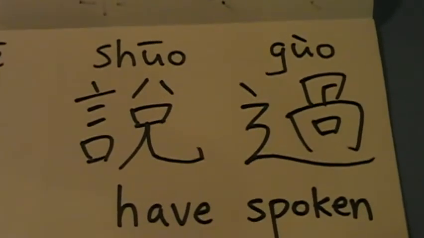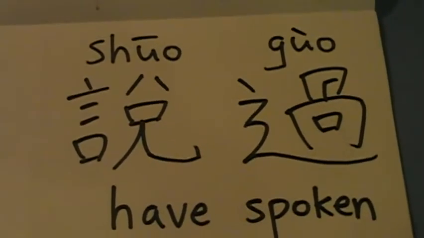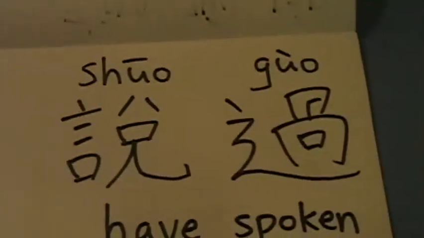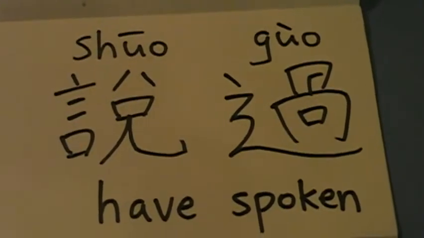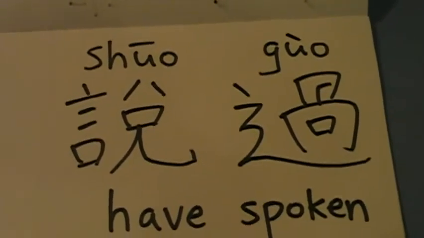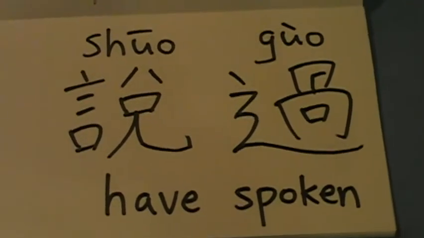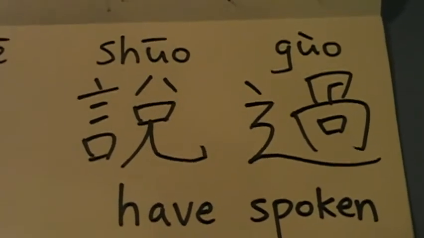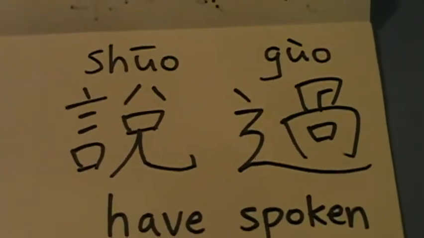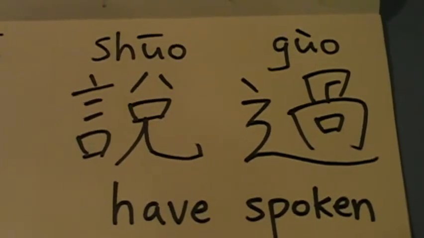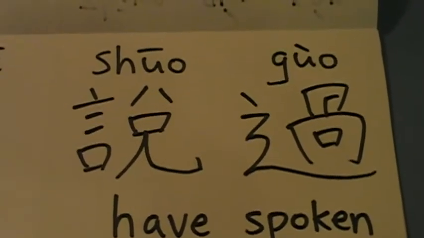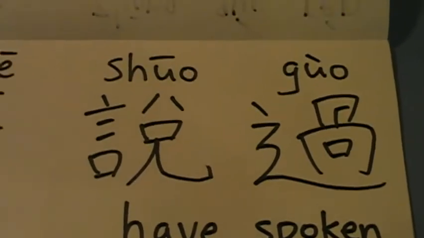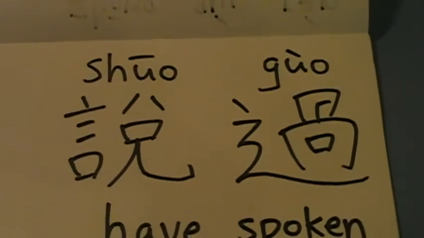When you add 过 rather than 着, as in 走着, when you add 过 behind a verb, in this case 说 of the first tone, and 过 being the fourth tone, you make the verb into the past tense or the present perfect tense. And this means that the verb described has already happened in the past and is no longer continuing into the future.